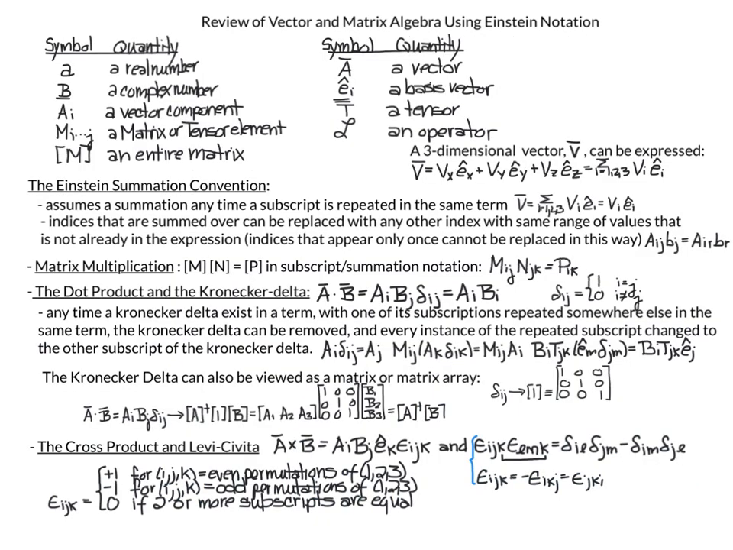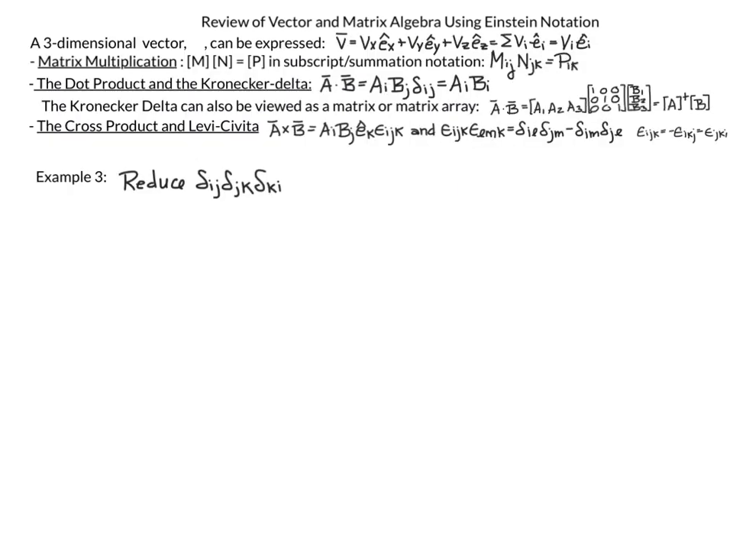Now that we covered the material for this video, I have 3 more problems for you to try for review. And what I'm going to suggest at the end of each problem statement is that you pause the video, give the problem a try for yourself before you take a look at the solution, which I will provide for you with a few explanations around key points. The first problem is to reduce delta ij, delta jk, delta ki.